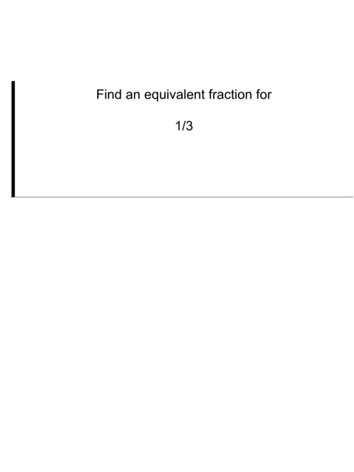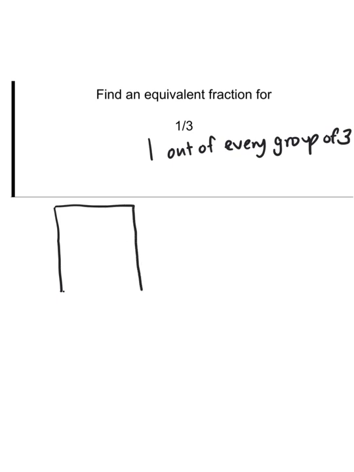Okay, now to find our equivalent fraction for 1/3, we need to remember that we can read a fraction 1 out of every group of 3. Understanding that a fraction can be read 1 out of every group of 3 helps us understand that when we find an equivalent fraction, we'll increase our groups of 3.